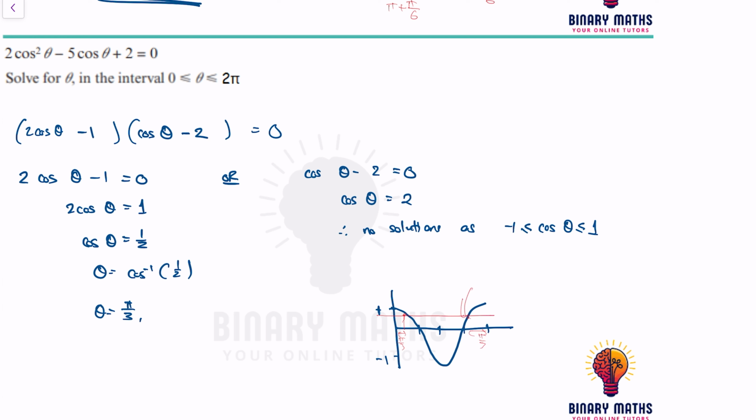So that part must be 2 pi. This solution must be 2 pi minus pi over 3. 2 pi minus pi over 3 is 5 pi over 3, which means theta must be equal to pi over 3 and 5 pi over 3. And they're within my range.